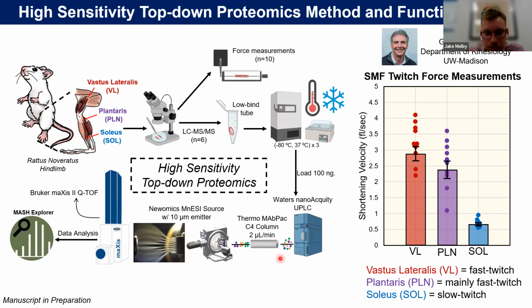At this point, we're loading 100 nanograms onto a Thermo MabPac C4 column that we're operating at 2 microliters a minute. This is connected to a Newomics MnESI source with its 8 nozzle, 10 micron emitter. As I'll mention in the next slide, it's kind of a sweet spot for top-down separations with the sensitivity of nanoelectrospray. All this work was done on a Bruker maXis II QTOF, and the data analysis was done in MASH Explorer.